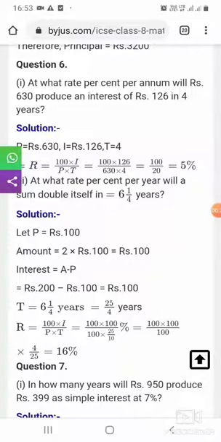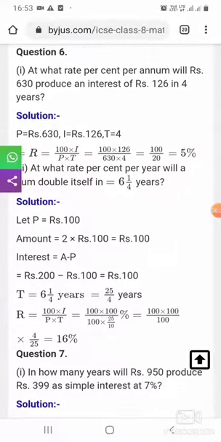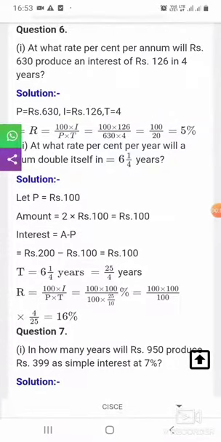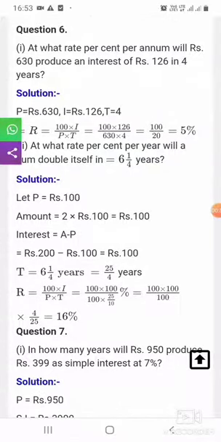So now the given information is 630 rupees is the principal amount according to the data given, and an interest of rupees 126 in 4 years, that is, the time period is given as 4 years. We are supposed to find out the rate of interest per annum. So let us put the input data given in the problem. P is equal to 630 rupees, interest I is equal to 126. We should not get confused because the interest is 126, the time period T is equal to 4 years.